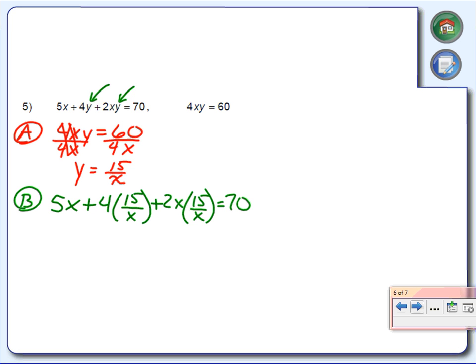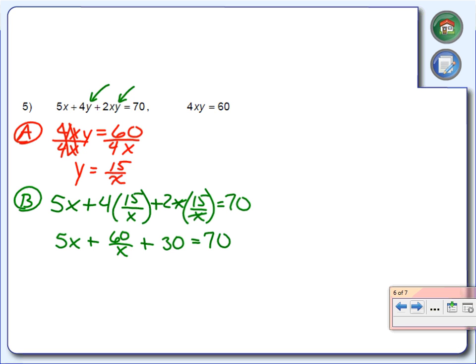I need to solve for x. Well, I'm going to do a little multiplying first. When I multiply 4 times 15 over x, I'm going to end up with a 60 over x. When I multiply 2x times 15 over x, these x's are going to cancel each other out. So 2 times 15 is going to give me a 30. So now I've got this thing right here.